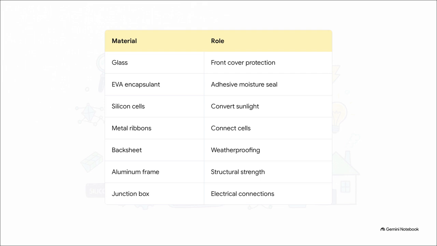Then you have the silicon cells themselves, connected by tin and silver-coated copper strips. Behind the cells is a polymer-based backsheet for intense weatherproofing and electrical insulation. Holding the whole shebang together is the rigid aluminum frame, and on the back, the junction box manages all the electrical output. Basically, it's built like a tank to survive decades outdoors.